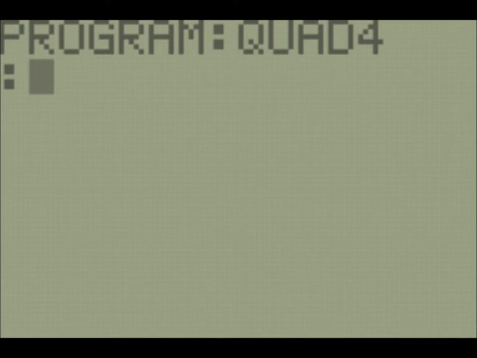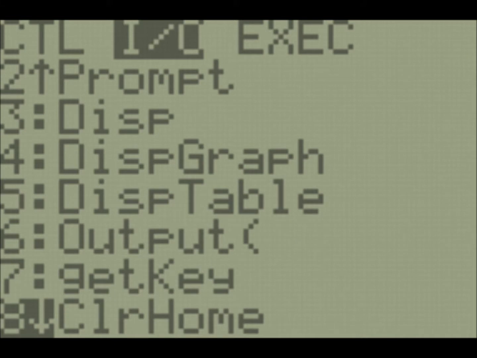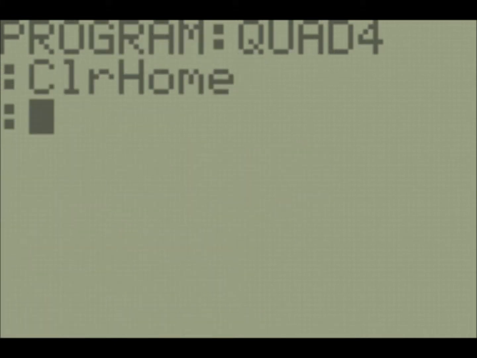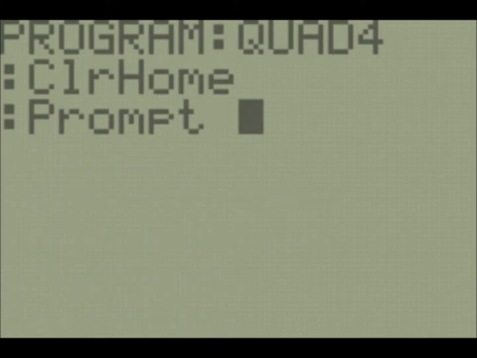So now we have our program, and the first thing we want to do is, as in most of our programs, we want to clear the home screen. That's my favorite thing to do first. It just makes your program look a little nicer. And the next thing, we want to prompt for A, B, and C. So we want to get the coefficients and store them into our variables A, B, and C.